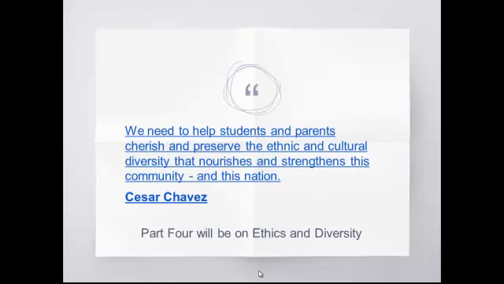The last part of the training will be on ethics and diversity. "We need to help students and parents cherish and preserve the ethnic and cultural diversity that nourishes and strengthens this community and this nation." Cesar Chavez. And this is an important quote.